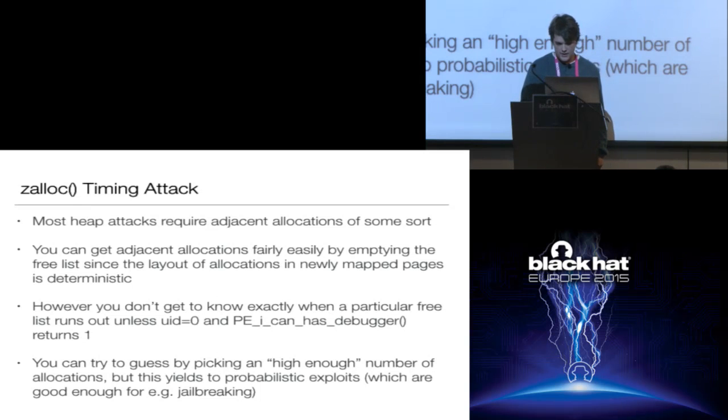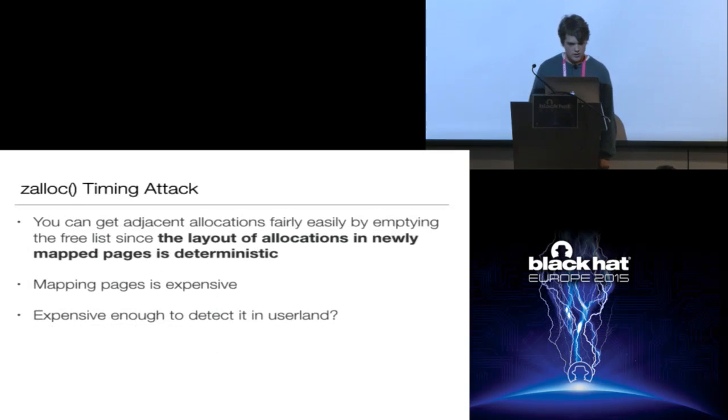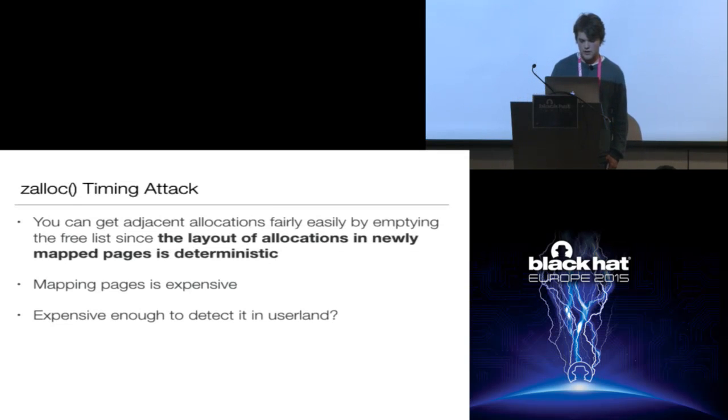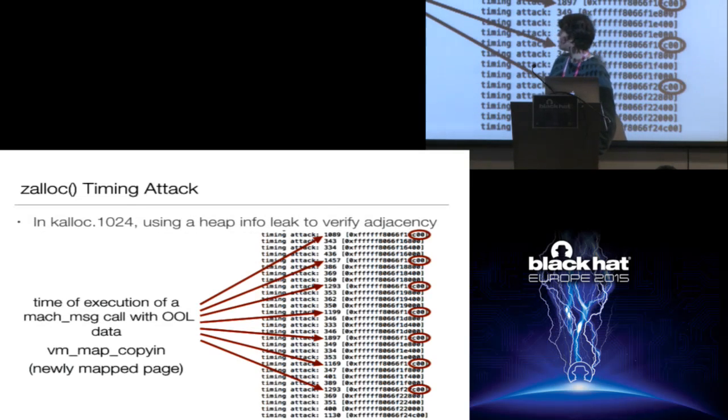So you have probabilistic exploits, but as I said, the layout of newly mapped in pages is deterministic. But mapping pages is expensive. But is it expensive enough to detect it in userland? And the answer is yes.